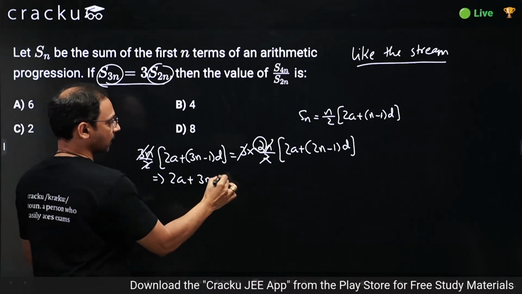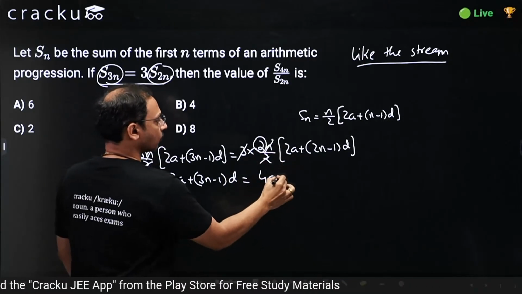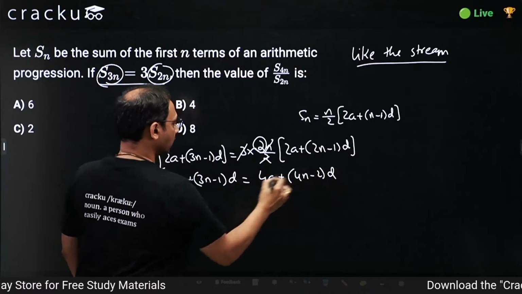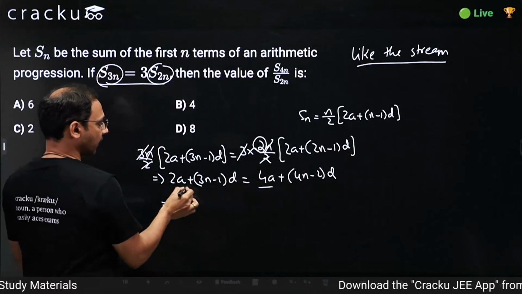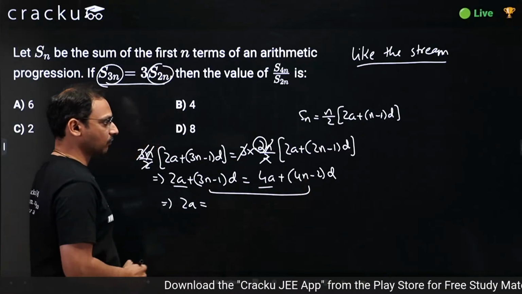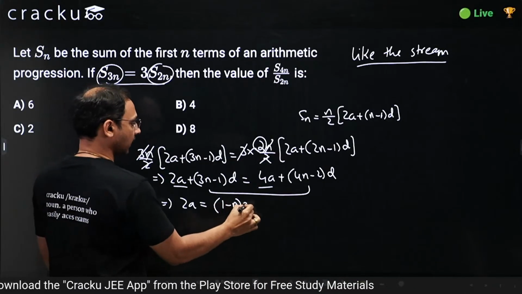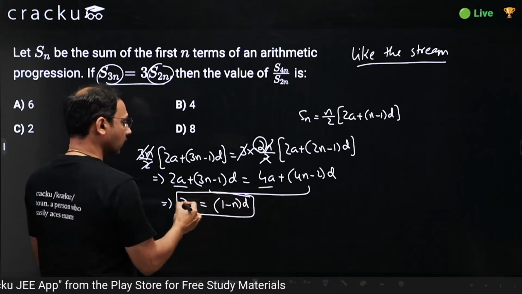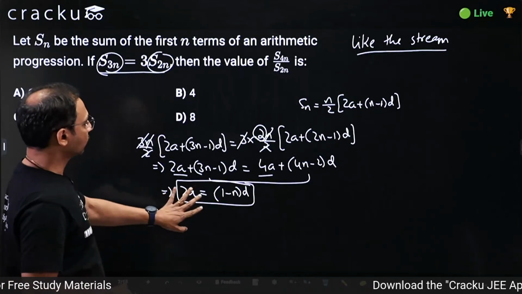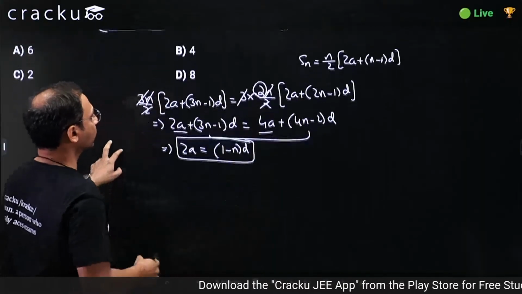Let us open the brackets. 2a plus 3n minus 1 into d will be equal to, multiply by 2, 4a plus 2 into this will give me 4n minus 2 into d. We get 4a minus 2a is equal to 3n minus 1 minus 4n minus 2 will give me 1 minus n into d. So I got the ratio between a and d, or the relation between a and d. Now with this relation, we are going to find S4n by S2n.